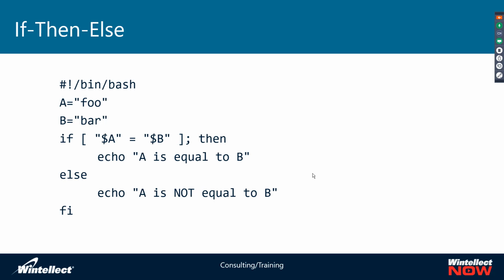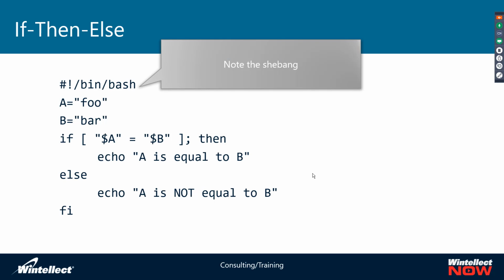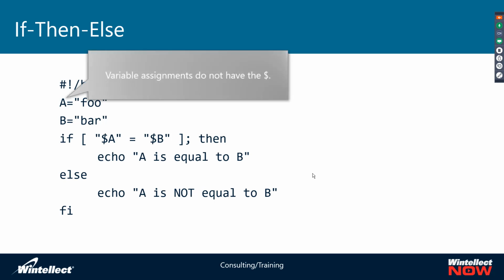So if-then-else inside of a bash script looks like this. And it's kind of confusing. Note the shebang there. That tells me what I'm doing here. I have some variables that are being set. When I set a variable, I don't use the dollar marker. I just say, here's my variable equals, and then I pass in the value for that. So I say A equals foo, B equals bar, but I'm doing assignment there.